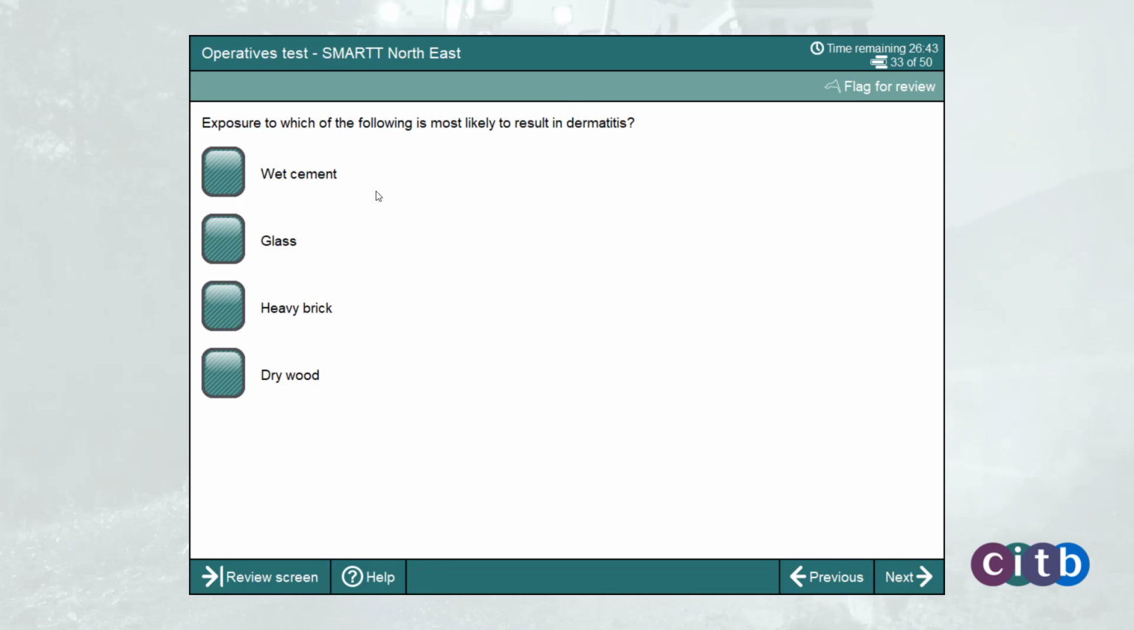Exposure to which of the following is most likely to result in dermatitis? Wet cement, glass, heavy brick, dry wood.